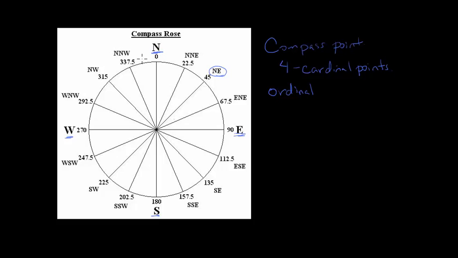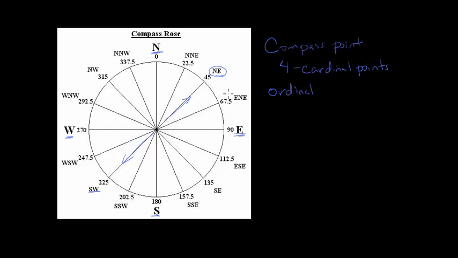So, as you might be able to see, northeast and southwest over here are opposite directions. So if you were going this direction on the compass point, you would be going northeast. If you turned around and headed the opposite way, you'd be going southwest. And the same applies for northwest and southeast.